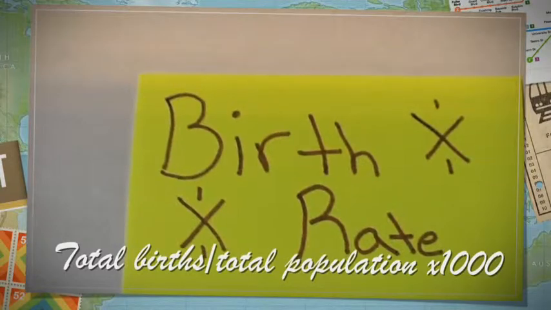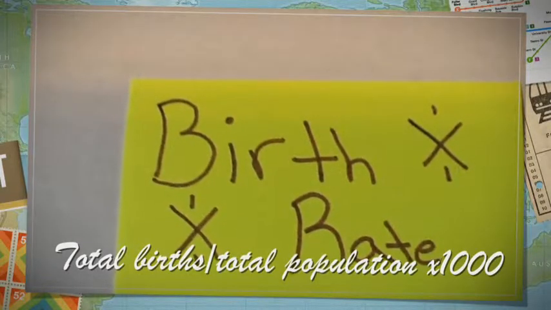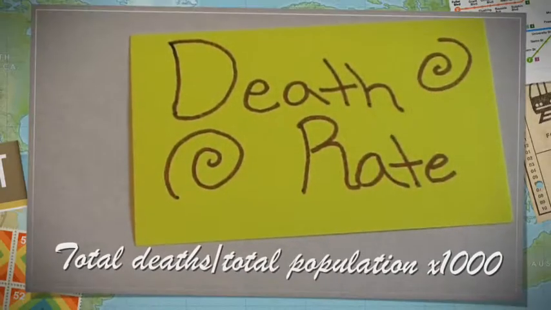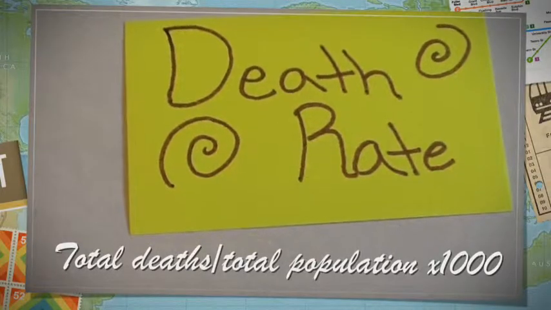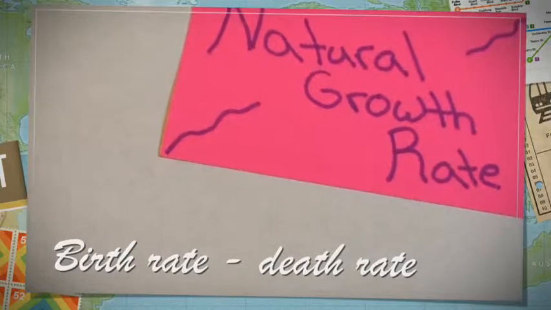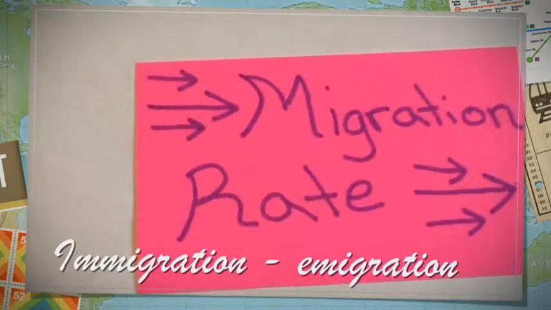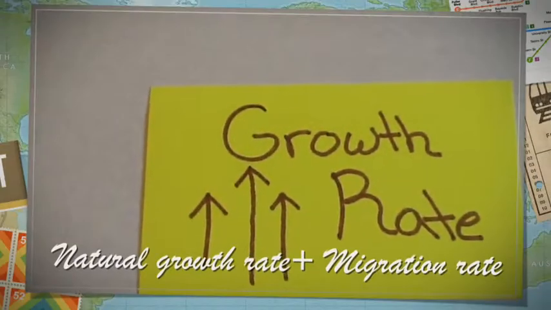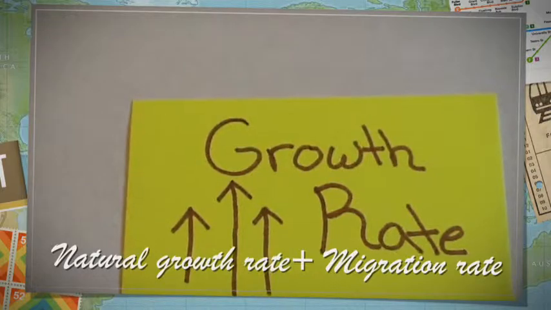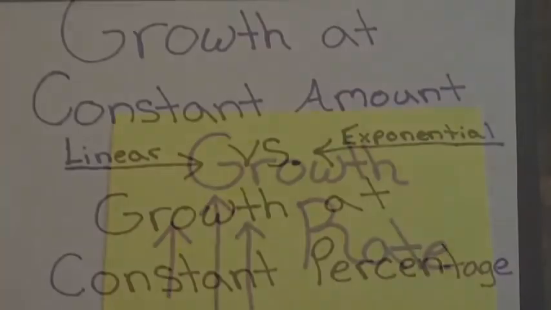Birth rate is the total number of births divided by population times 1,000. Death rate is the number of deaths divided by the population times 1,000. Natural growth rate is the birth rate minus the death rate. Migration rate is the immigration, people coming in, minus emigration, people going out. Growth rate is the natural growth rate plus the migration rate.